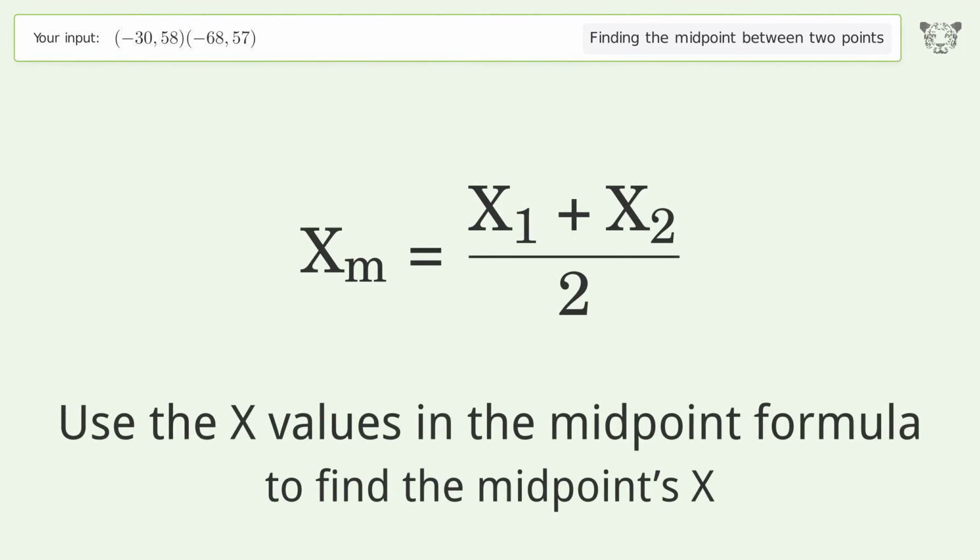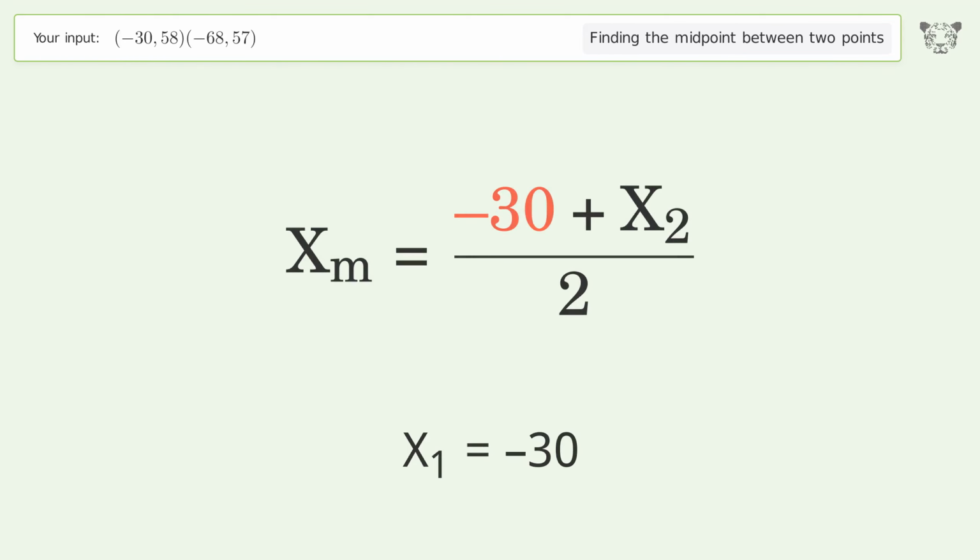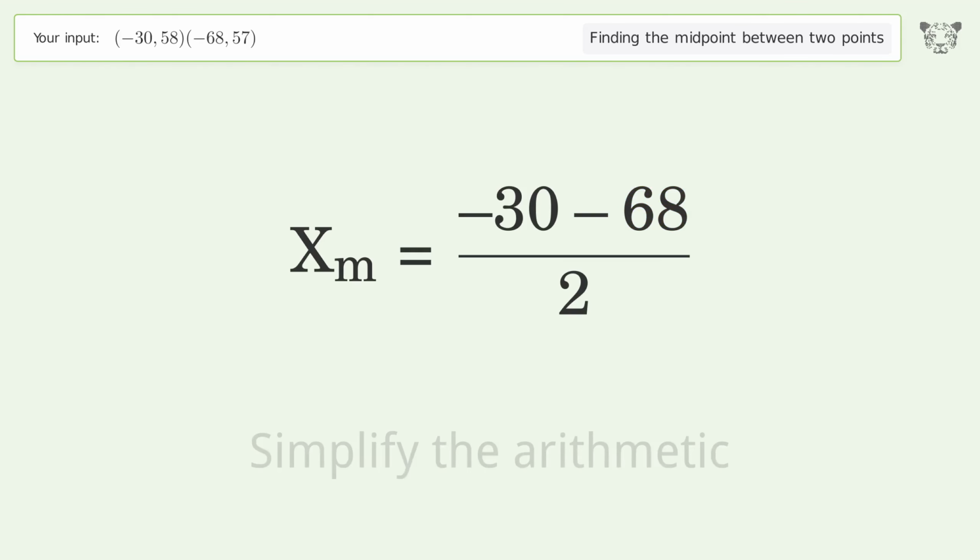Use the x values in the midpoint formula to find the midpoint's x. x1 equals -30. x2 equals -68. Simplify the arithmetic.